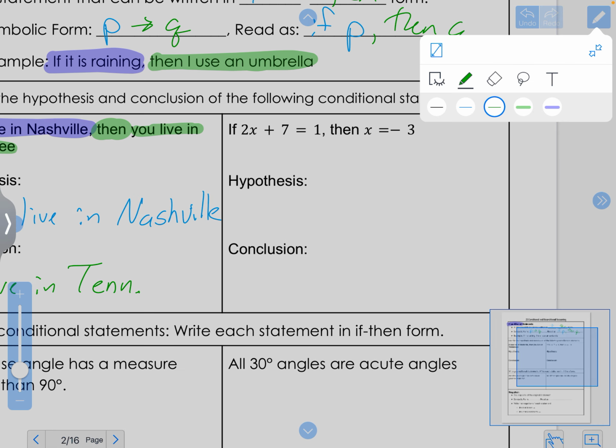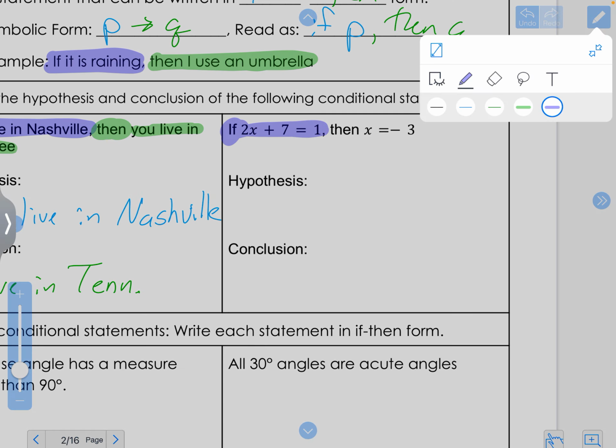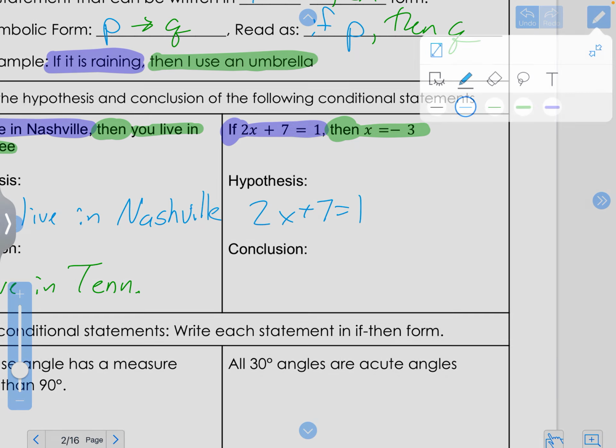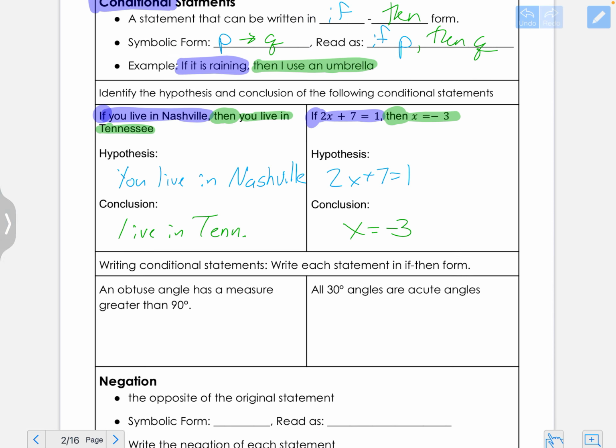Again, we come to our statement: if 2x plus 7 equals 1, then x equals -3. Our hypothesis is 2x plus 7 equals 1. So we can solve this equation. We can subtract 7 and get -6. We can divide by 2, and that gives us -3. So we know that x equals -3.